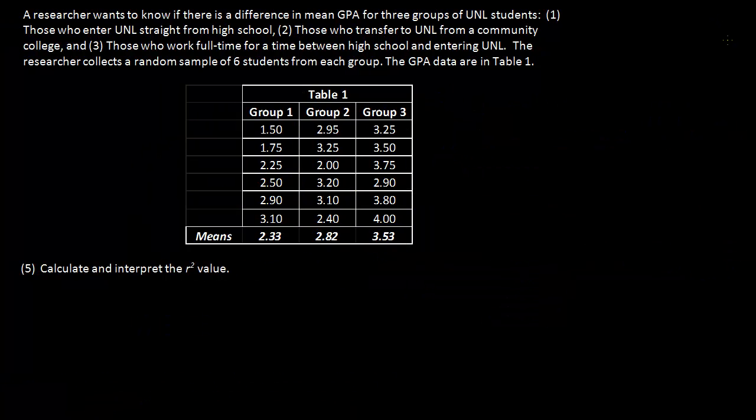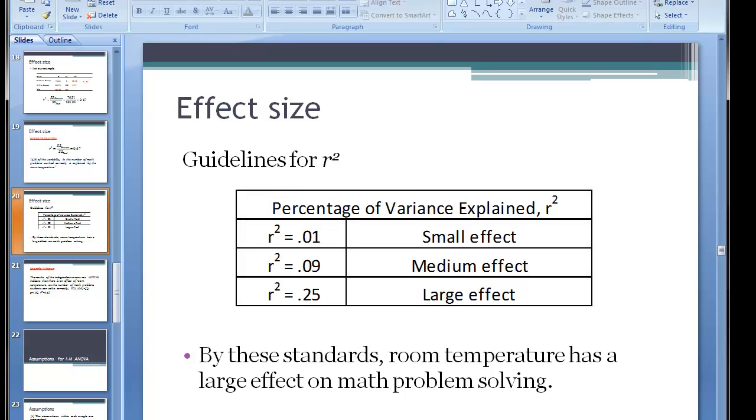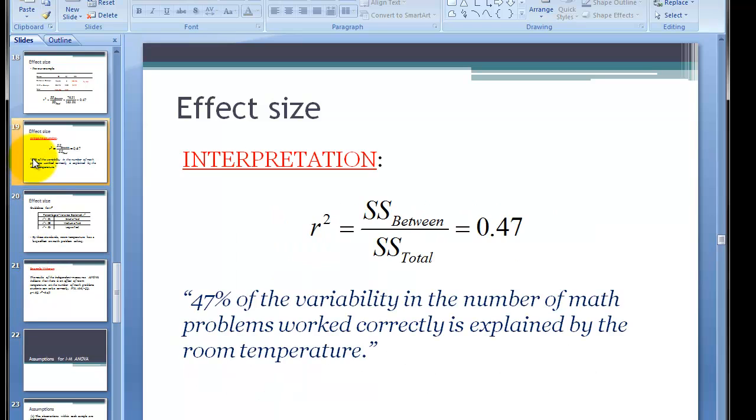Question number 5. Calculate and interpret the R squared value. R squared for F statistics is the effect size, just like Cohen's d for the t-test. So how do you calculate effect size? As I remember, it is sum of squares between divided by sum of squares total.